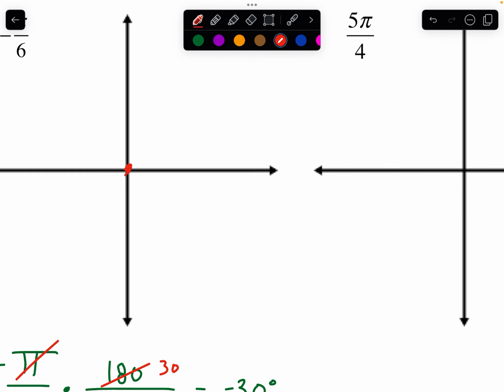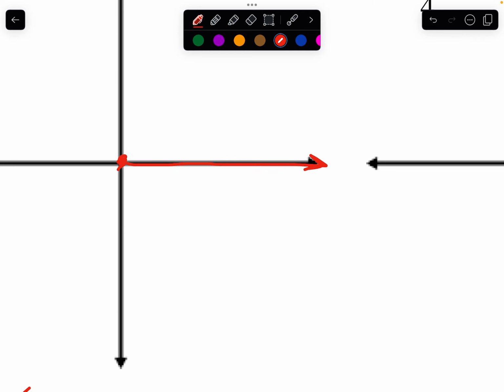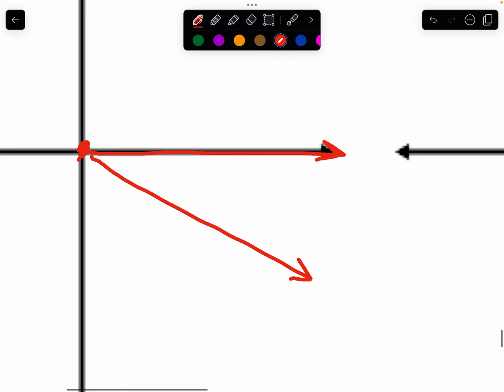So here comes my sketch. Here's that initial side, always in the same place. This is negative 30 degrees, so I'll have to rotate down. 30 degrees is less than 45, which would be halfway through. So I'm going to sketch less than halfway through that quadrant. Here's negative pi over 6 radians.